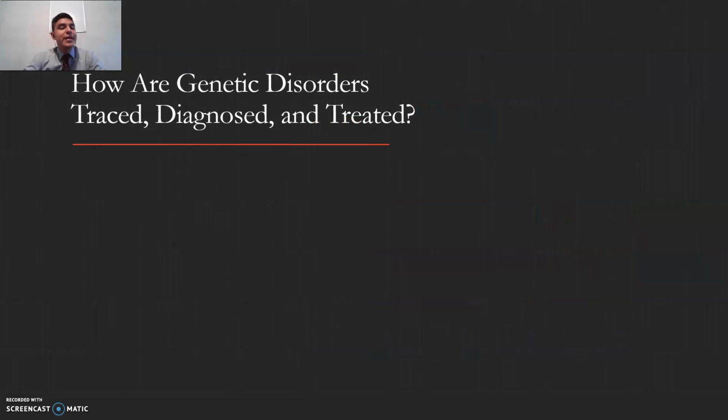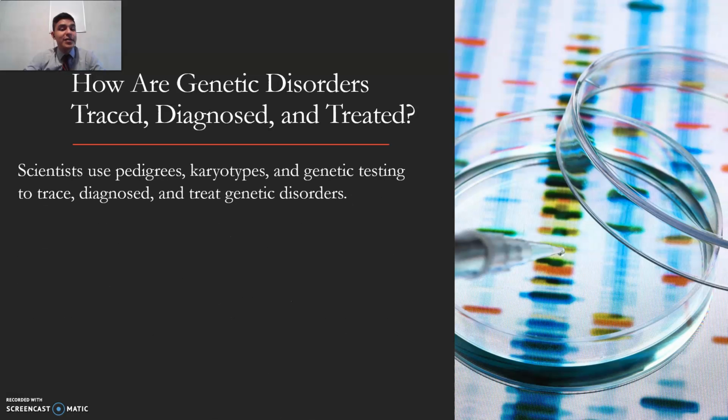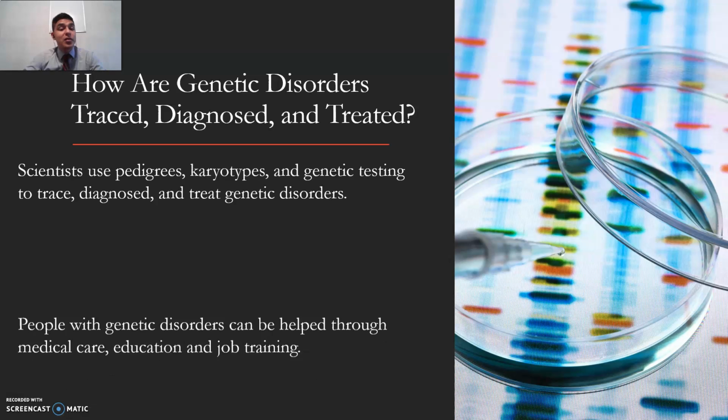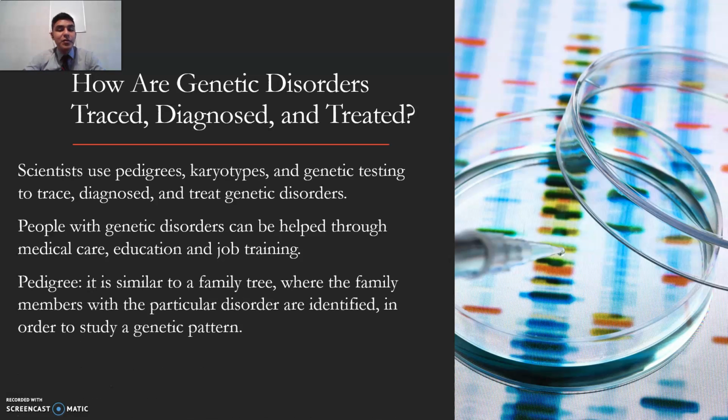And how are genetic disorders traced, diagnosed, and treated? This is something very interesting that is very relevant today. Scientists use pedigrees, karyotypes, and genetic testing to trace, diagnose, and treat genetic disorders. We're going to analyze what each one of these terms means in a while. People with genetic disorders can be helped through medical care, education, and job training. If we talk about a person with Down syndrome, of course, through education we can support that person and help her to become better in life.